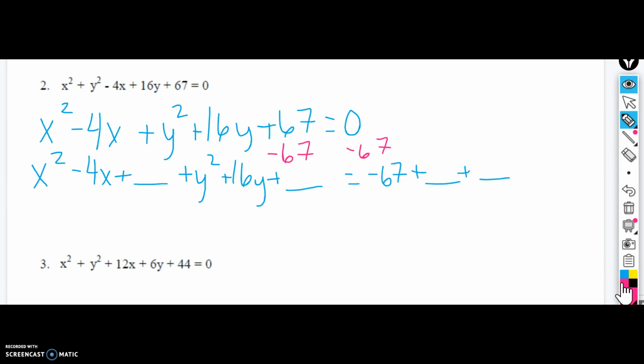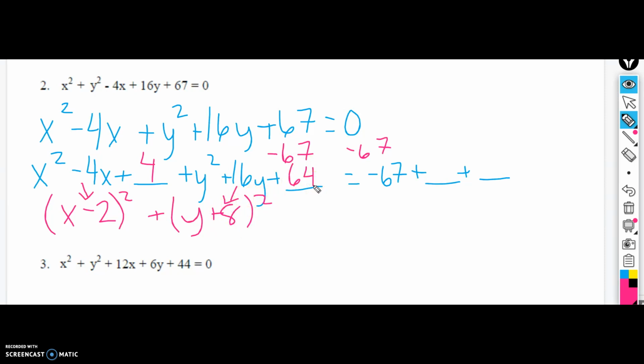Now here's where my trick comes in handy again. X, half of negative 4 is negative 2. Squared is positive 4. Plus y, half of 16 is 8. Squared is 64. So then my 4 and my 64 go over here. And that's going to give me 1 when I add them together.